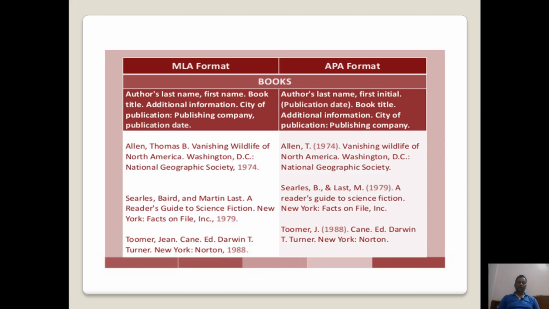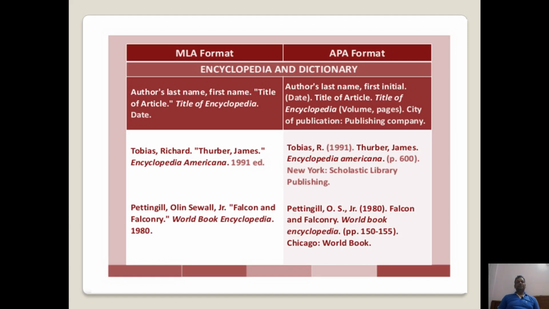And if you follow APA format: author's last name, first initial, book title, additional information, city of publication, publishing company. But I would suggest MLA format. Encyclopedia and dictionary: suppose you are taking information from an encyclopedia or dictionary, then you will write like this. In MLA format: author's last name, author's first name, title of the article, title of the encyclopedia, and date.